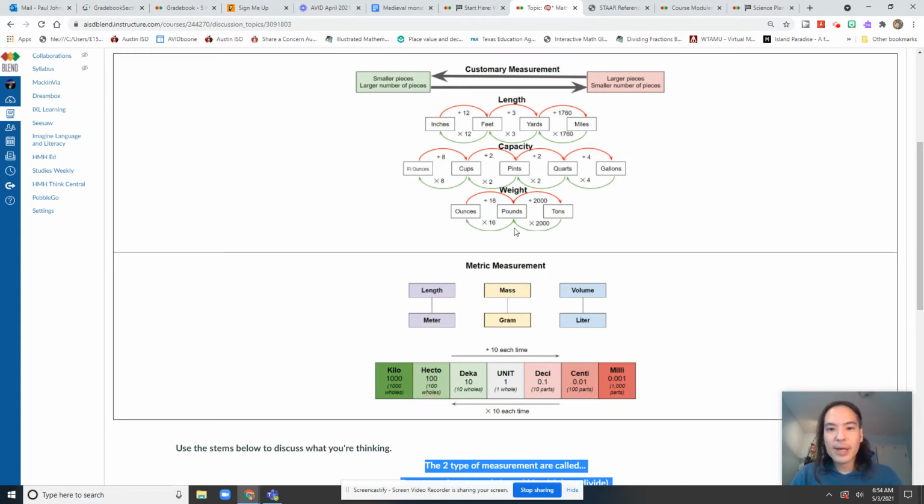And then weight, ounces to pounds to tons. So 16 ounces is a pound, 2,000 pounds is a ton. As you can see, it doesn't really follow the same order. Here we have divide by 12, divide by 3, divide by 1,760. So the customary system kind of has a lot more to remember.